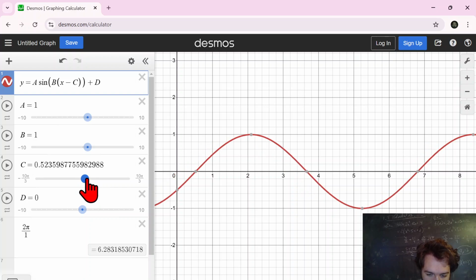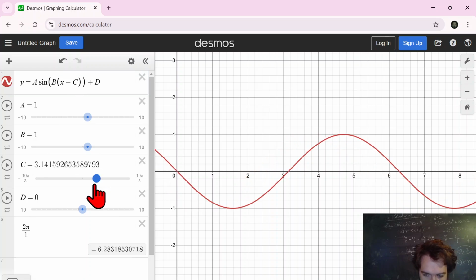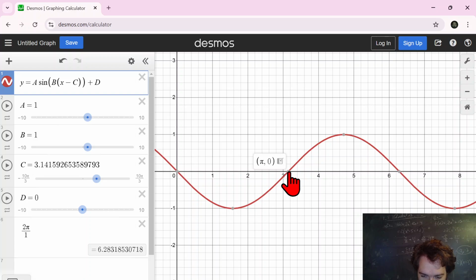When I start to move the c value, you notice when I move it pi, so it says minus pi, the effect that it has is the original starting point, the original 0, has actually gone to the right by pi. So effectively what I have in front of me now is a negative sine function, and that's because a 180-degree phase shift to the right is the same as a reflection of sine across the x-axis.